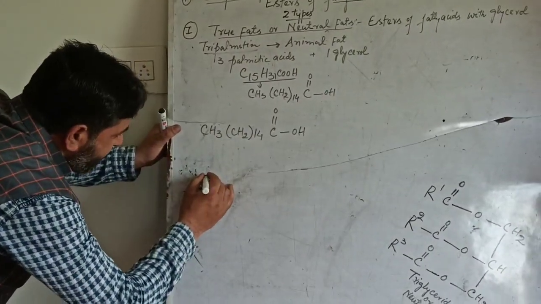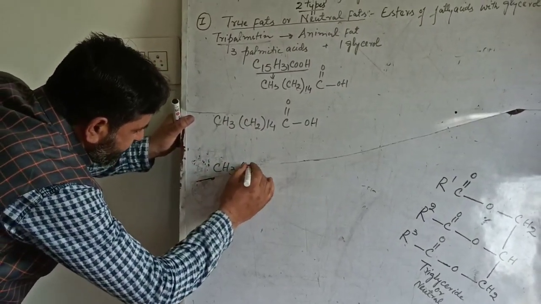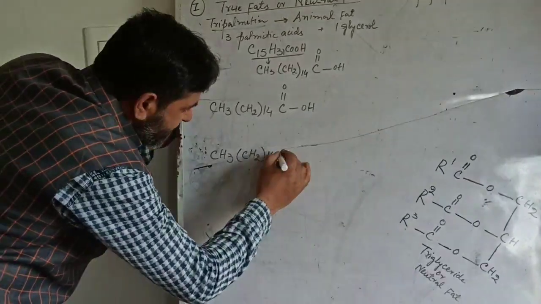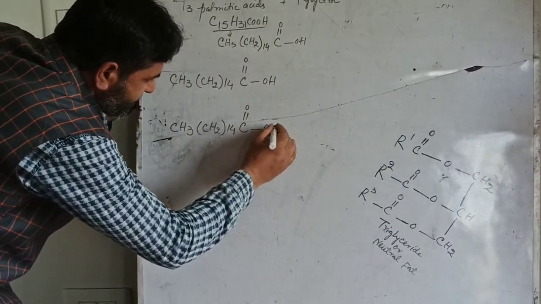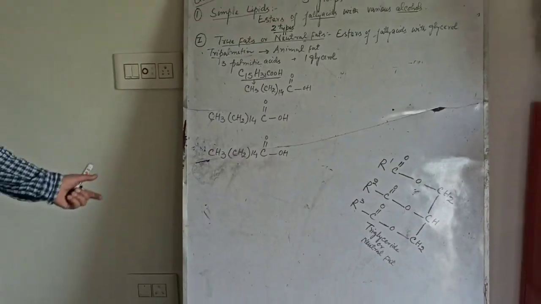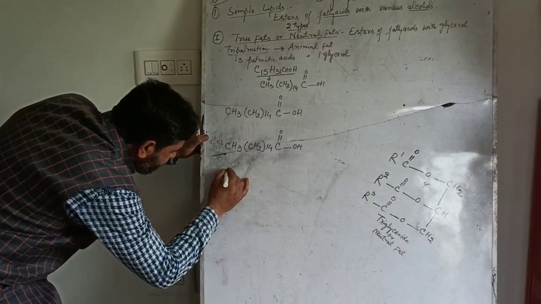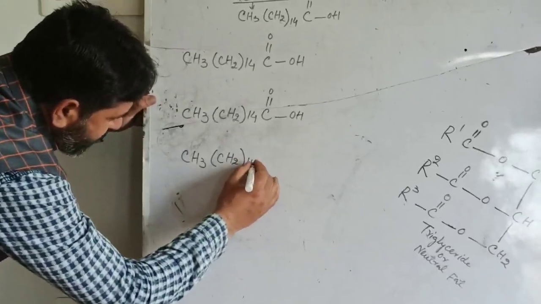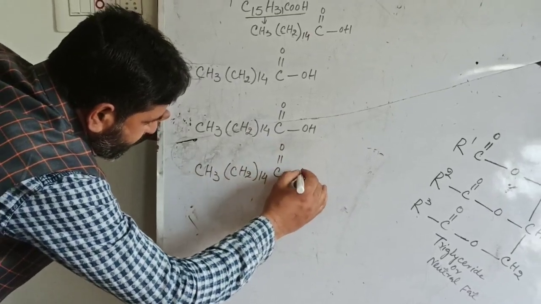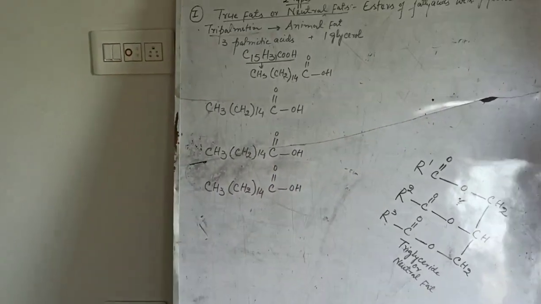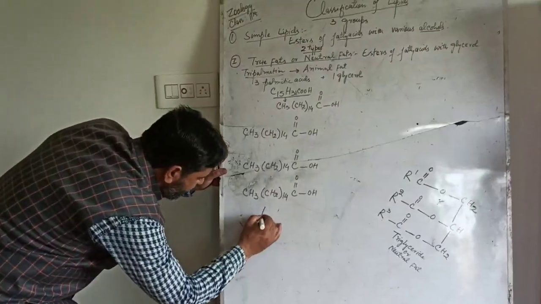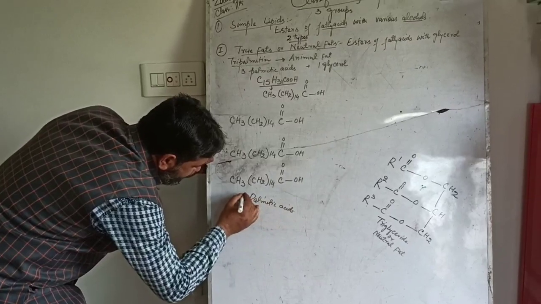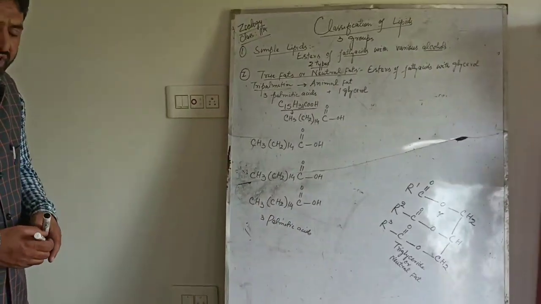Now we will take another palmitic acid, CH3, CH2, 14 times, then COOH group. This is the second palmitic acid, fatty acid. Then third, CH3, CH2, 14 times. This is the carboxylic group. This is the third palmitic acid. So these are 3 fatty acids known as palmitic acids.